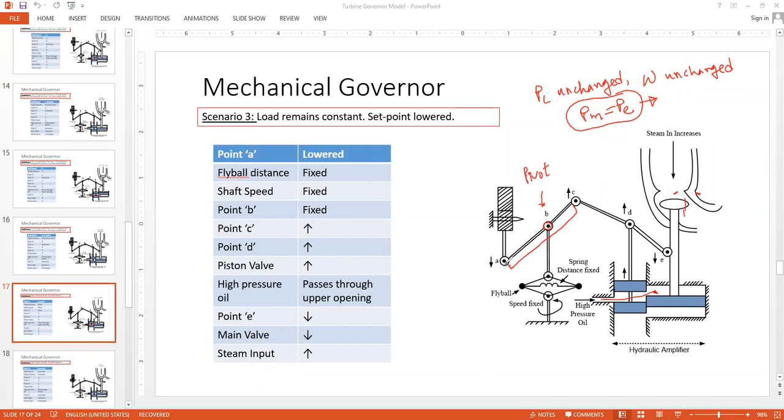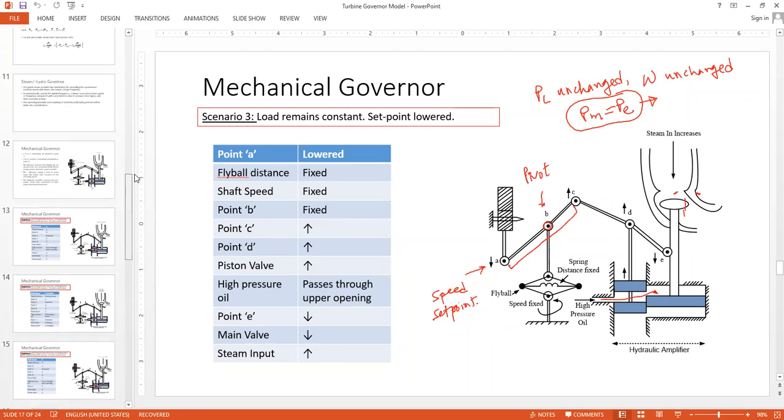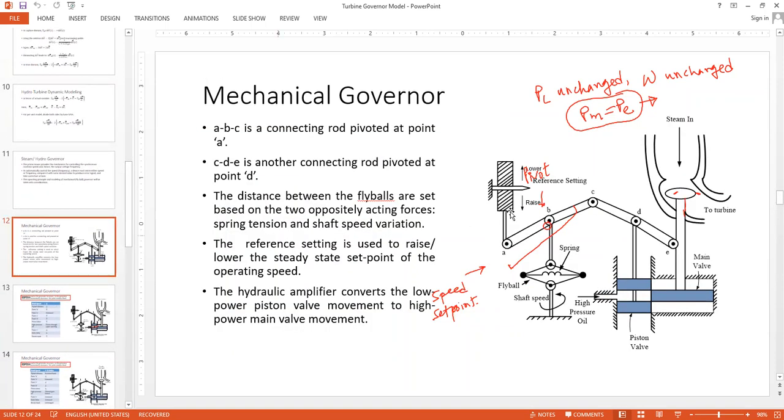So A was going down, or we pulled it down actually. We are setting it to a different speed set point. So as we said in the first diagram, if we lower point A, what do we expect? So when we lower point A, if this point is lowered, actually we expect a rise in the mechanical input. Ultimately we will expect a rise in the mechanical input, or rise in the steam input. So that is expected.